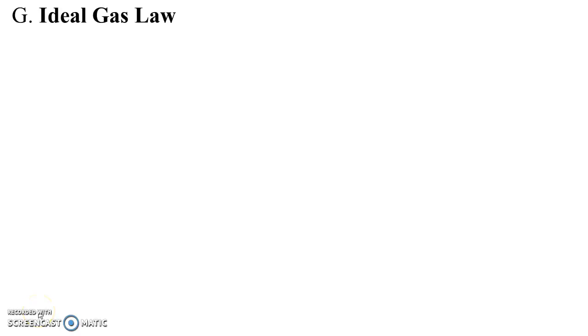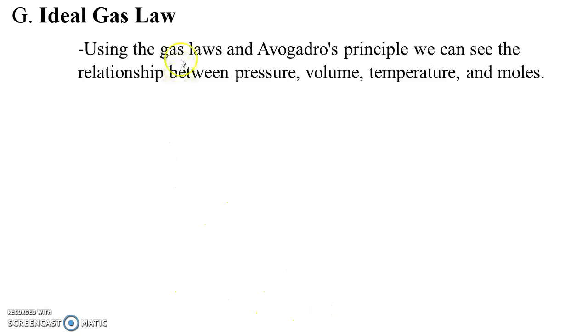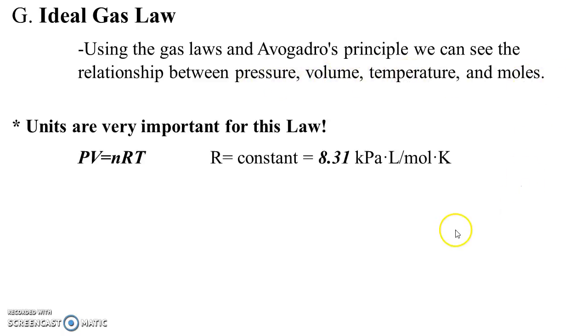Remember, an ideal gas is one that perfectly follows the kinetic molecular theory that I had you write down at the beginning. Using the gas laws and Avogadro's principle, we can see the relationship between pressure, volume, temperature, and moles. So far we've talked about pressure, volume, and temperature, but not moles. How much is there? So here's the gas law.